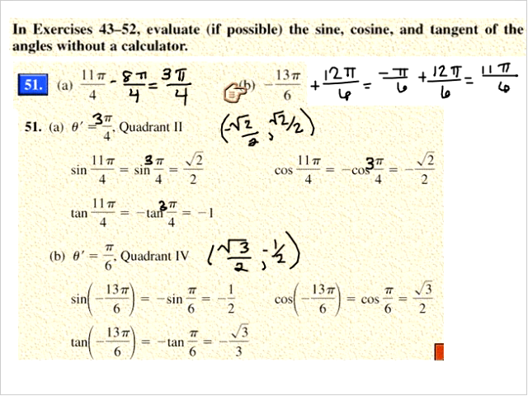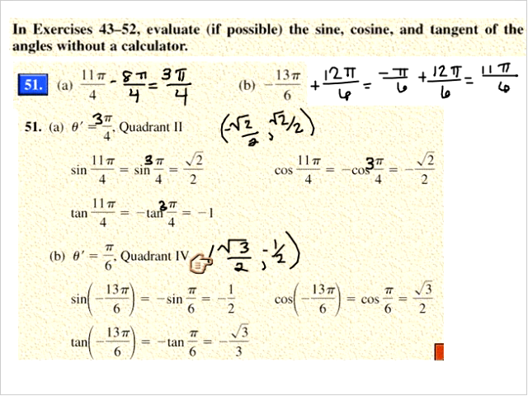For part B, again, that's not on our unit circle, so because it's negative, let's add 2 pi this time. So that would give me -pi over 6. Again, that's not on our unit circle, so if we add another 2 pi, that brings us to 11 pi over 6. 11 pi over 6 is on our unit circle in quadrant 4, and it refers to the point square root 3 over 2 and -1/2.